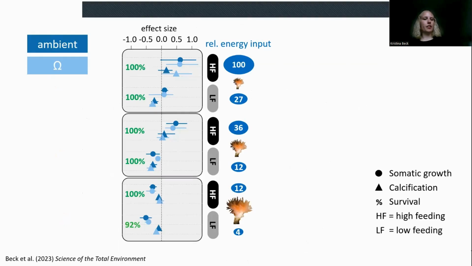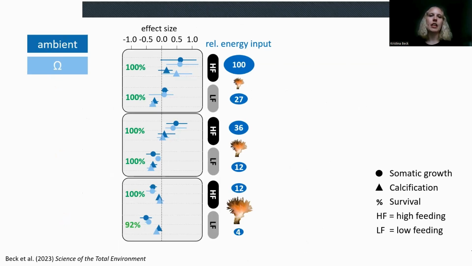On this slide here, I've summarized the results that I've shown you before. So this first part of the graph only showed the results for the ambient treatment and at aragonite undersaturation. And I've plotted the effect size of the somatic growth and calcification rates here for the 3 different life stages and the 2 different feeding treatments. And you also see the survival rate in percent next to it.